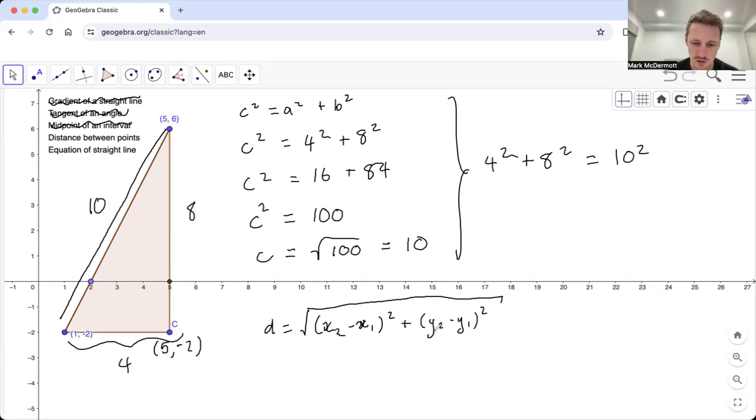Okay, so that looks like a confusing formula, but it's literally just applying Pythagoras. You're just working out the distance between your x values, and then squaring it, and then adding the distance between your y values, and then squaring it, and then taking the square root of all that. So it's just an application of Pythagoras. So that's the distance between the points. Done. Okay, last one.